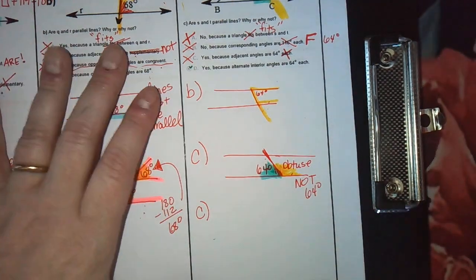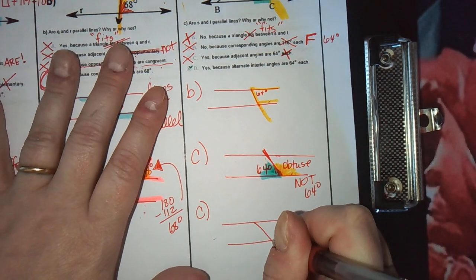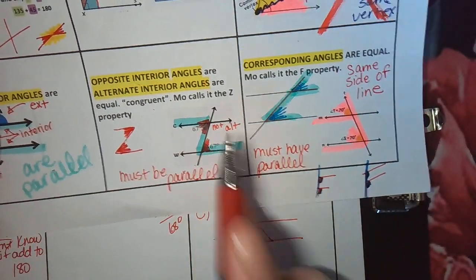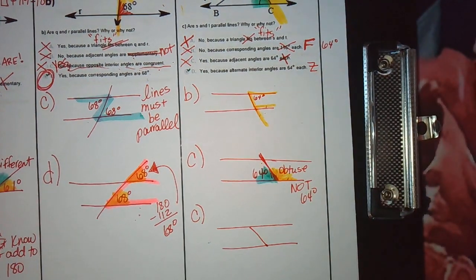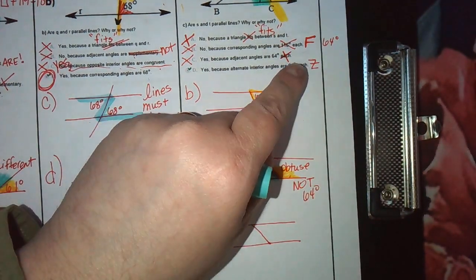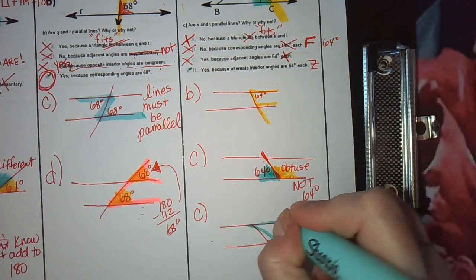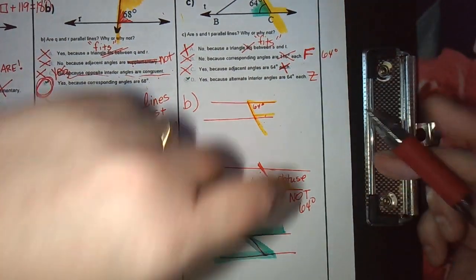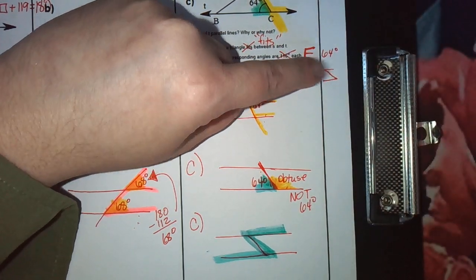Okay, the last one says yes, because alternate interior angles are 64 each. Okay, let's see. Alternate interior is the Z. So let's check our Z. This Z is a little backwards. It's kind of flopped around. You see, it's like I kind of flopped my Z side to side. So it's like I turned it around. Oh gosh, see if I can do it. Okay, yeah, it's like I turned that Z around.